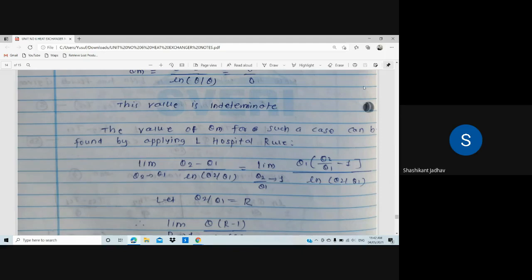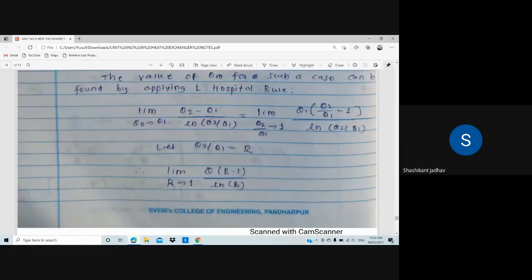So how to write this equation? Limit of theta 2 upon theta 1 tends to 1, theta 1 into bracket theta 2 upon theta 1 minus 1 divided by ln of theta 2 upon theta 1. Theta 1 कॉमन घेतलेला आहे न्यूमरेटर मधून. So we have to consider theta 2 upon theta 1 is nothing but r. So therefore limit changes from r tends to 1, at the numerator theta into bracket r minus 1 divided by ln of r. Okay, so all of you write down all these steps.